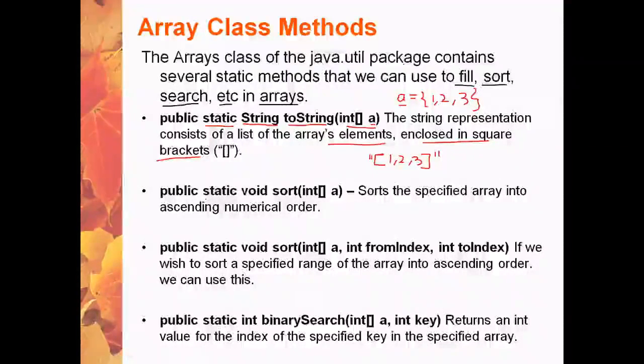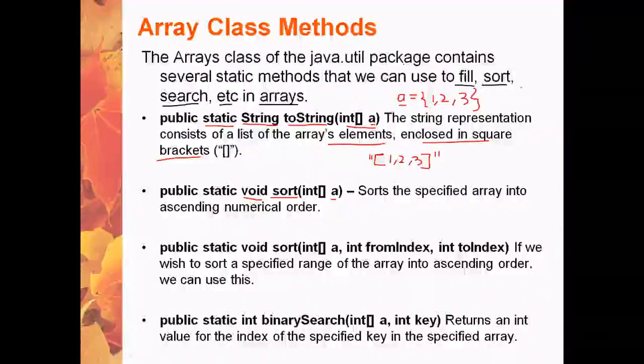Then we have a method public static void. The return type is void, meaning this method returns nothing. The method is sort. As you know, sort simply sorts the array, and we are passing the array here. It sorts the specified array into ascending numerical order. So this method can be used to sort the elements of an array. For example, if your array elements are 1 to 3 and you pass array A here, it will sort your array in ascending order. The elements of your array A are already sorted here.